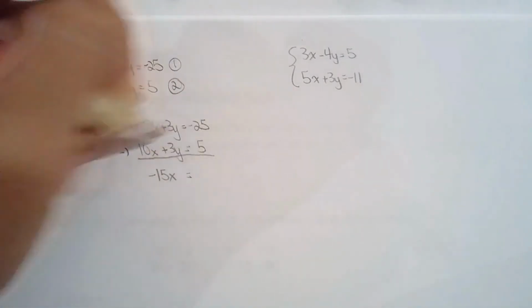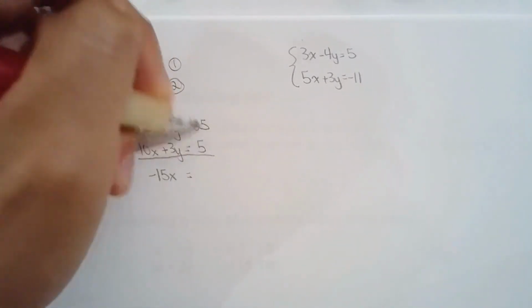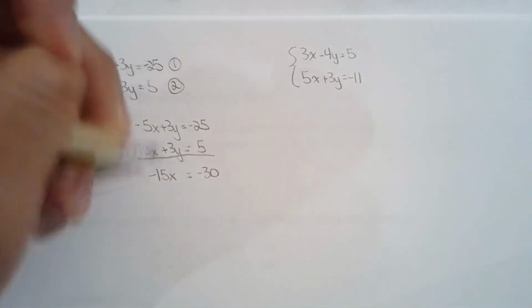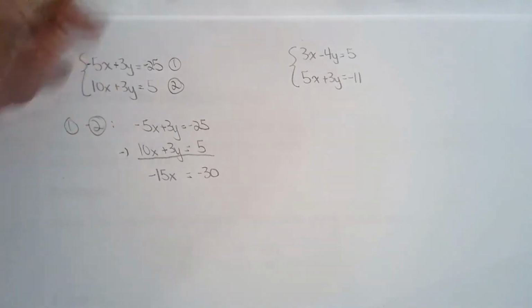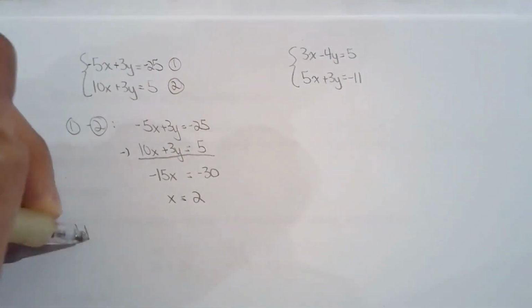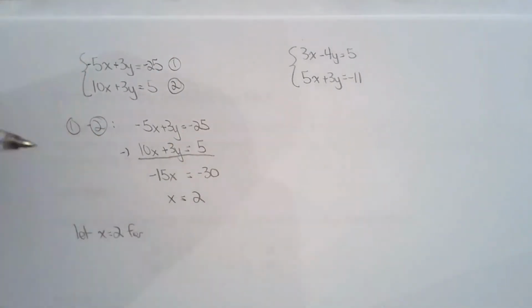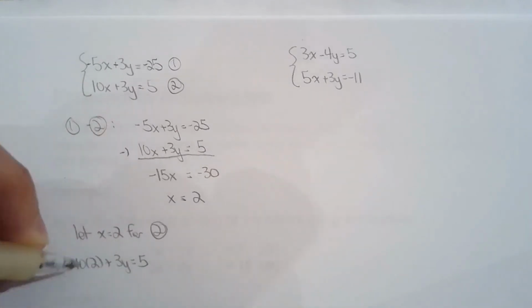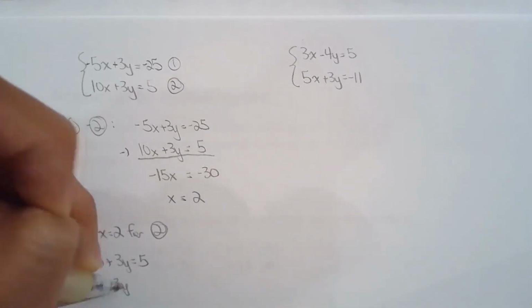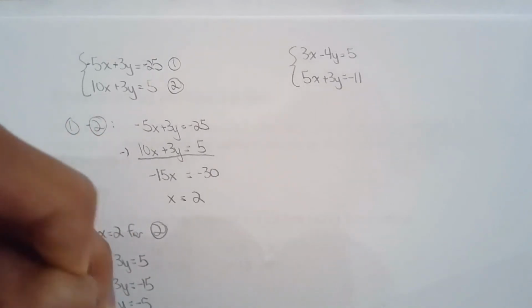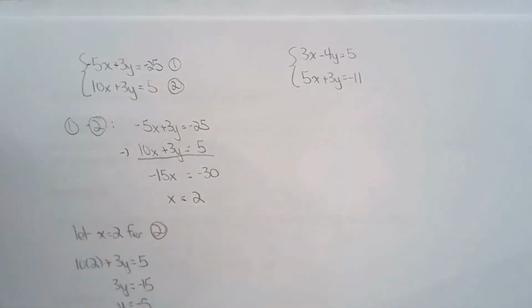So this is a very common mistake. A lot of students put negative 20, but it's not. It's negative 30. So just be careful when you're subtracting the 2 equations. So this will be divide both sides by negative 15. x equals 2. Let x equal 2 for, let's say, equation 2. So 10 times 2 plus 3y equals 5. So this is 20, y is negative 15. Alright, so the solution is (2, negative 5).